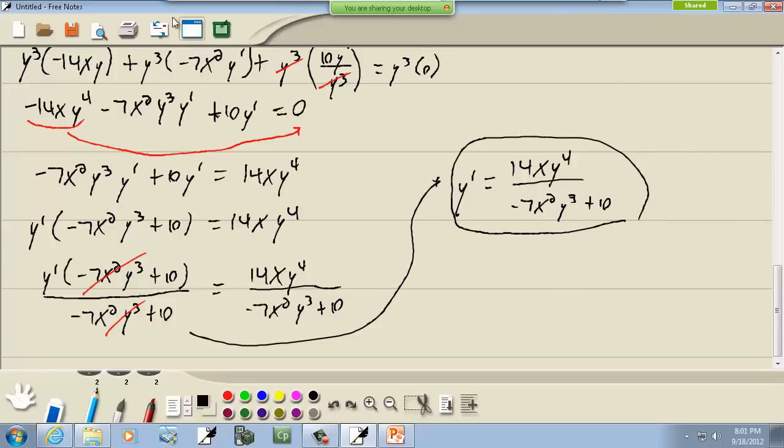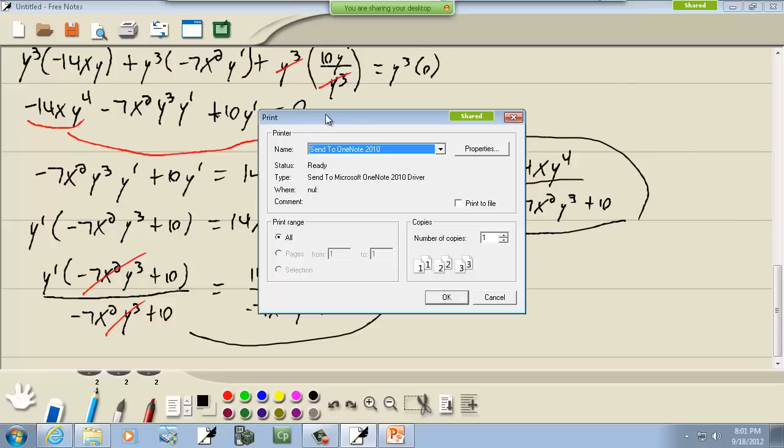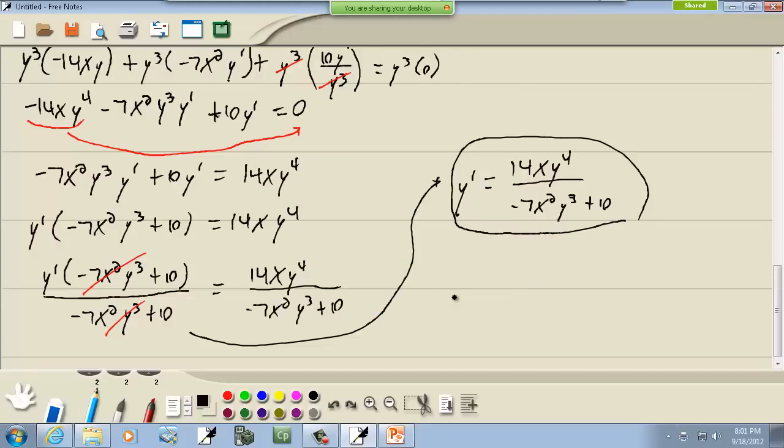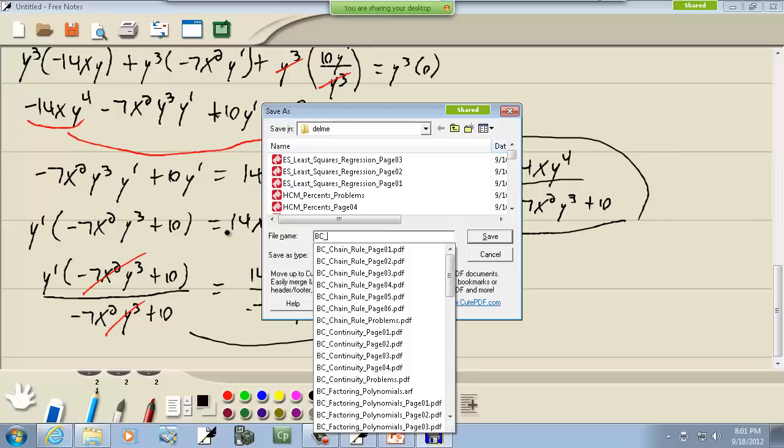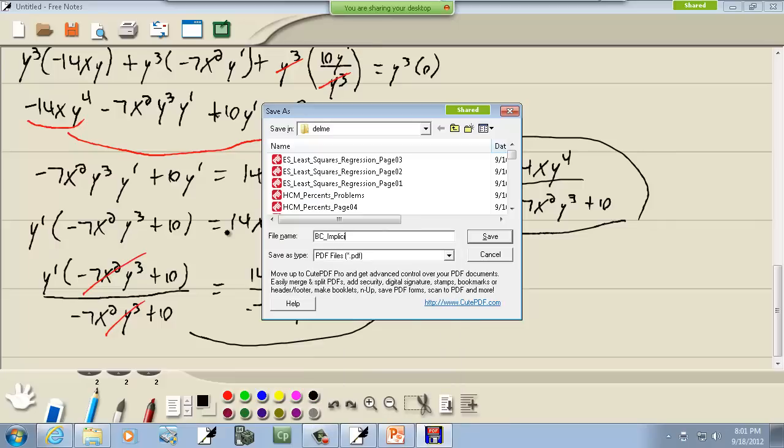And let me save that. BC, implicit differentiation, page 01.